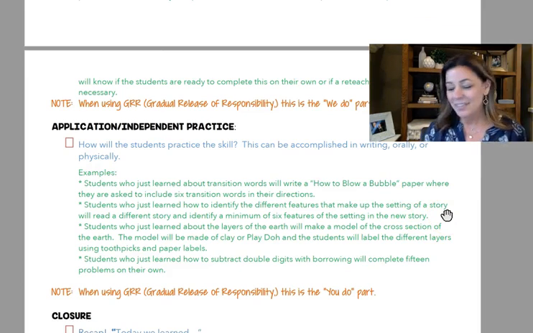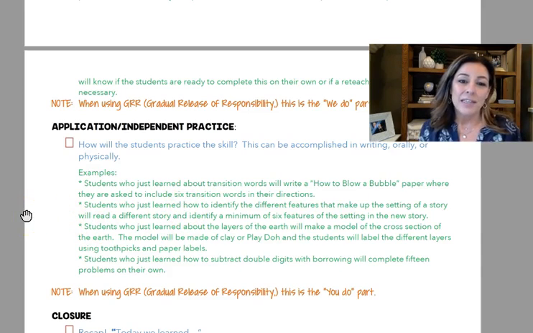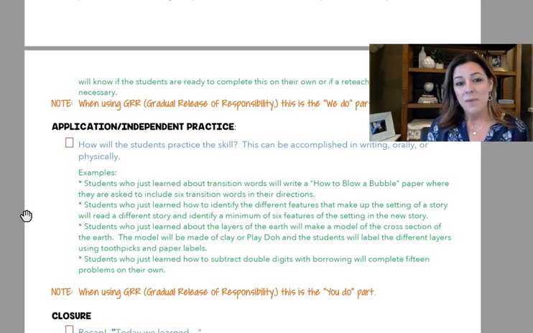Now keep in mind, 6 transition words is measurable. Students who just learned how to identify the different features that make up the setting of a story will read a different story and identify a minimum of 6 features of the setting in the new story. Students who just learned about the layers of the earth will make a model of the cross-section of the earth. The model will be made of clay or Play-Doh, and the students will label the different layers using toothpicks and paper labels. And finally, students who just learned how to subtract double digits with borrowing will complete 15 problems on their own.